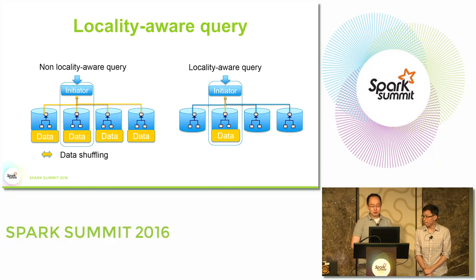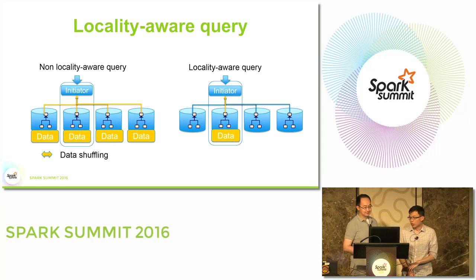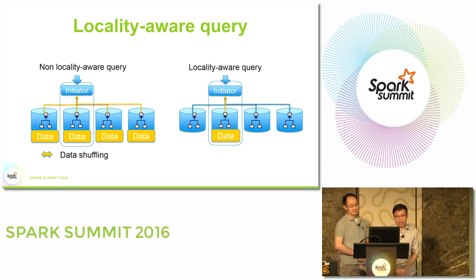So in this page, we will talk about the locality-aware query. We will be comparing the non-locality-aware query and the locality-aware query. In general, because Vertica is a shared nothing distributed database, a client can connect to any Vertica node, and any Vertica node can serve a query. The node to which a client connects is called the initiator node. The initiator node is responsible for taking that query.